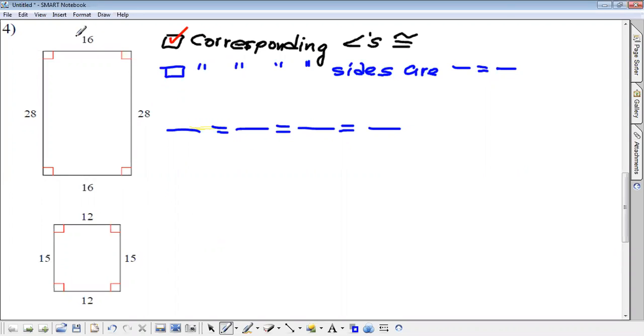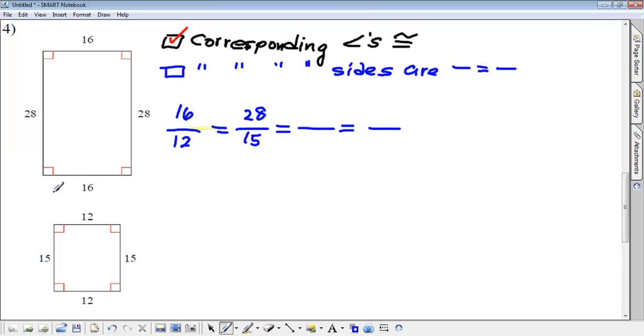Now, pick any side. Let me pick the top one. So the top side of this polygon corresponds to what side over here? The 16 corresponds to what side over here? 12. Yes. 16 is the top side, so the top side and bottom will be 12. Now let me pick the right side. 28. The right side of the big polygon corresponds to whom over here? 15.